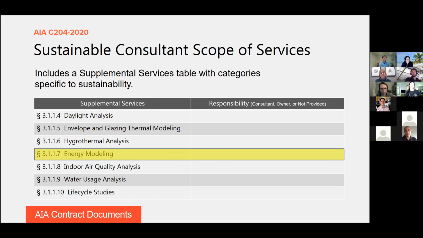And then if you are providing more widespread services, serving as a greater sustainability consultant on the project, you might use the C204 attached to the owner consultant agreement, the C103. When we developed this back in 2020, we did anticipate that energy modeling services were going to be an option. So we've got a line in the supplemental services chart that directly relates to energy modeling, and you put in who's responsible for it: the consultant, the owner, or not provided. And as with other AIA documents, you can edit this to add more text or additional language if that description is further needed.